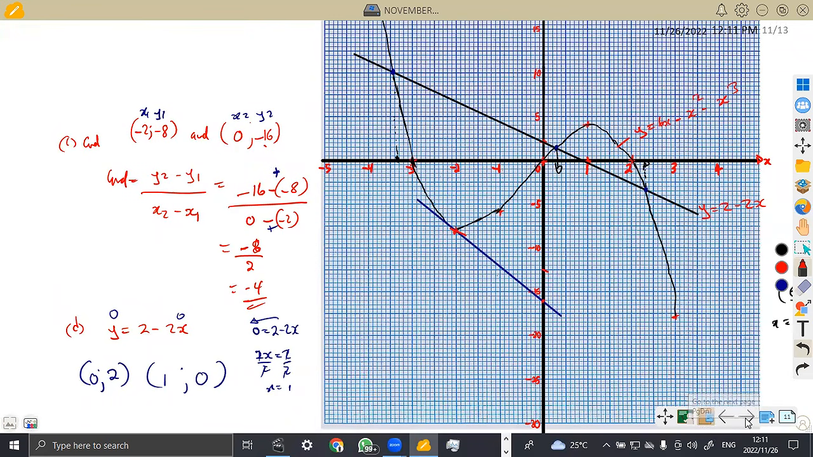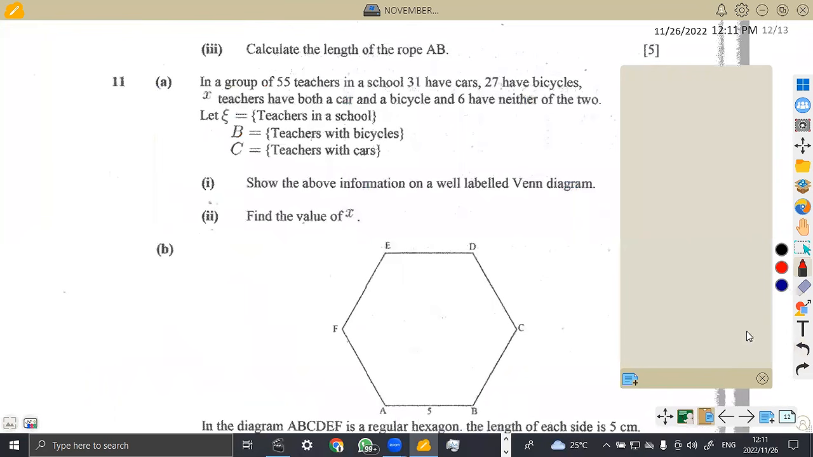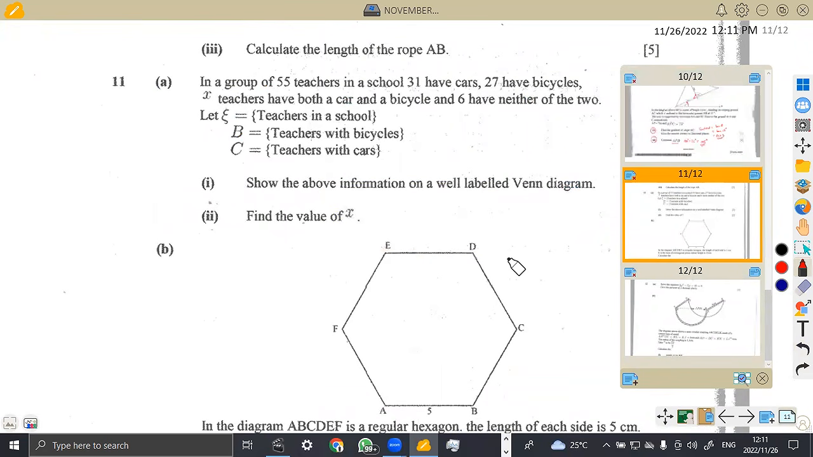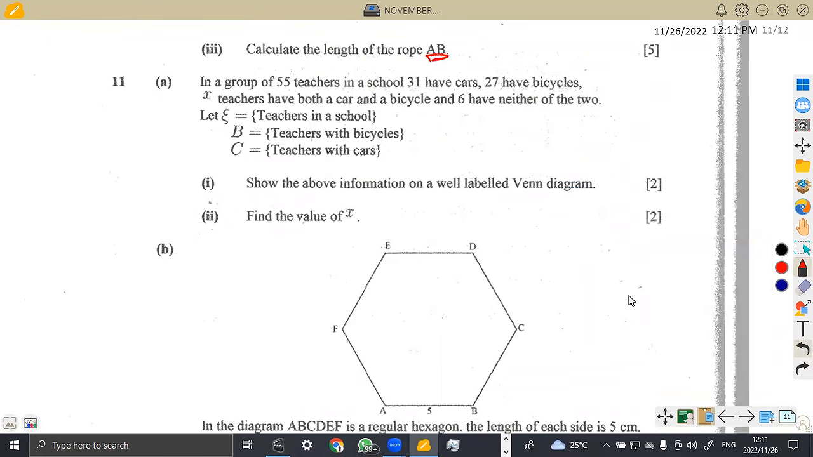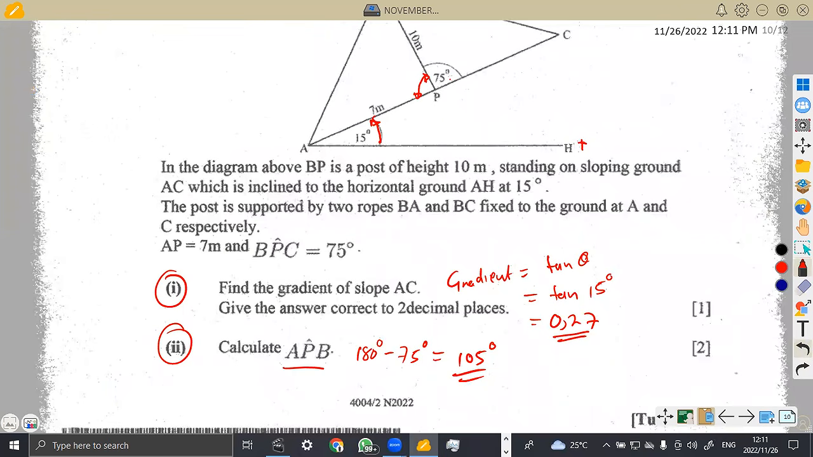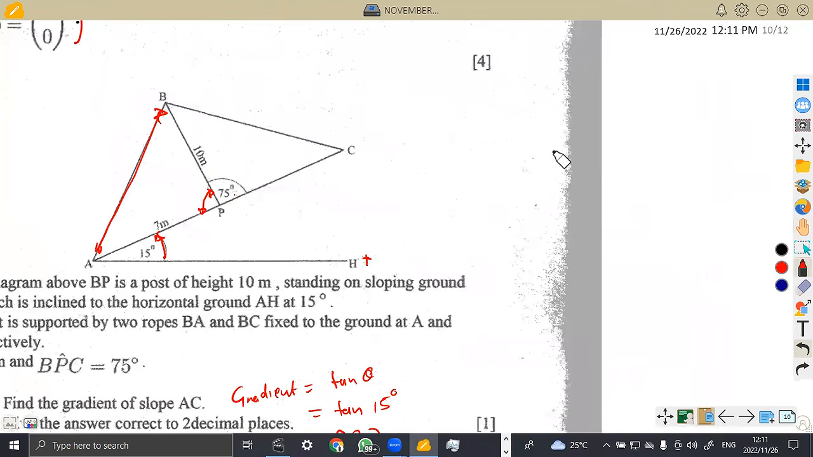Okay, I'll go back here. The third part: calculate the length of the rope AB. So we need to calculate the length of the rope, which is AB. Let's see from this information where we have our AB. This is our AB, from A to B here. This is the part that we are calculating. So this is item 3. You can just put it aside here.